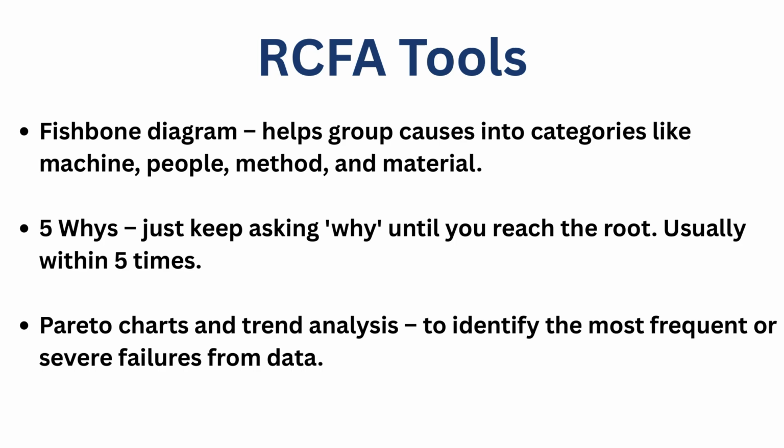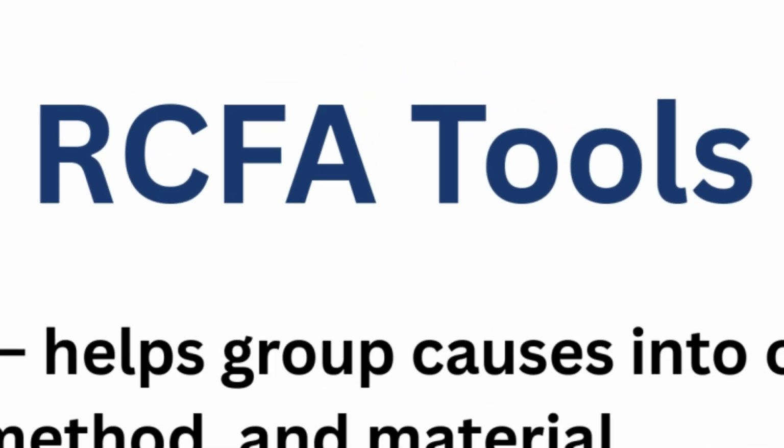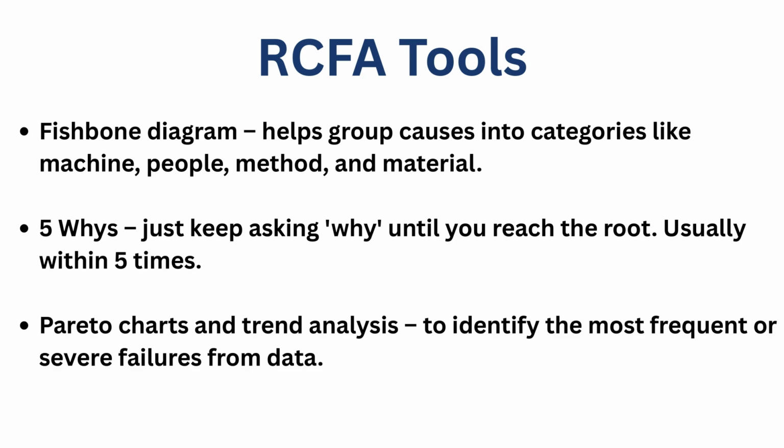Let's discuss our next topic, the RCFA tools. There are mostly 3 popular tools that we can use here. One is the fishbone diagram. What is the fishbone diagram? It basically categorizes things into machine, people, method and material. Another one is asking ourselves why 5 times, also known as the why analysis. Just keep asking why again and again until you reach the main root cause of the issue. Usually we do this 5 times.